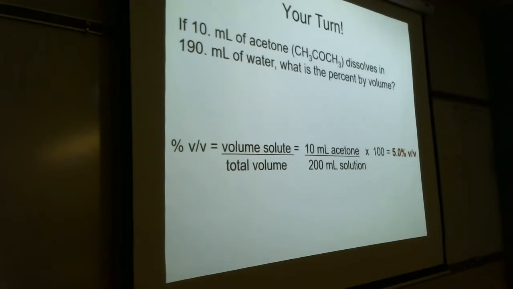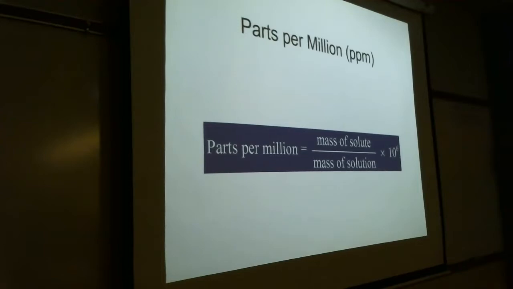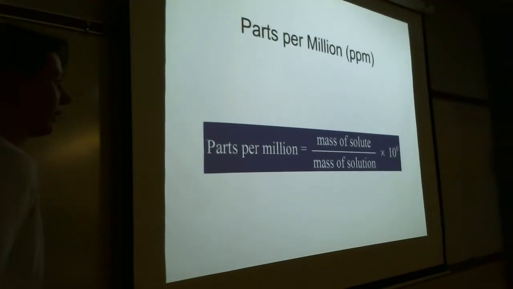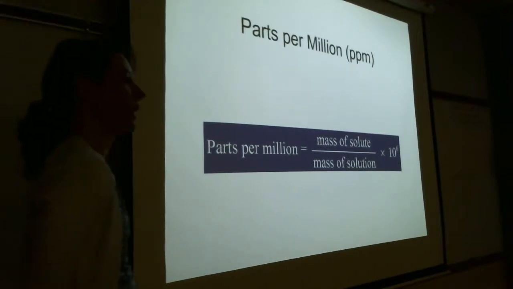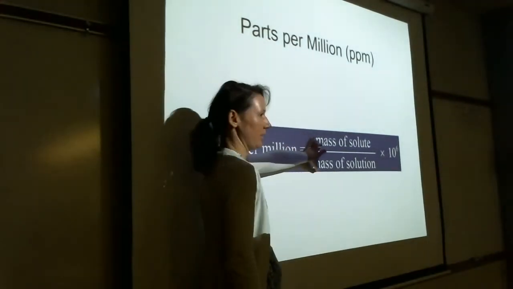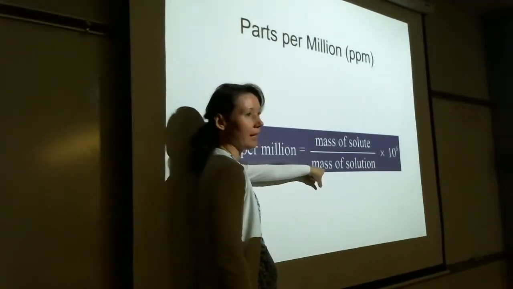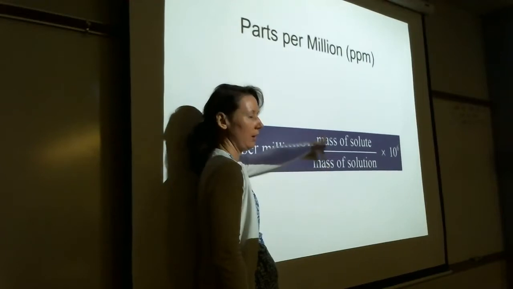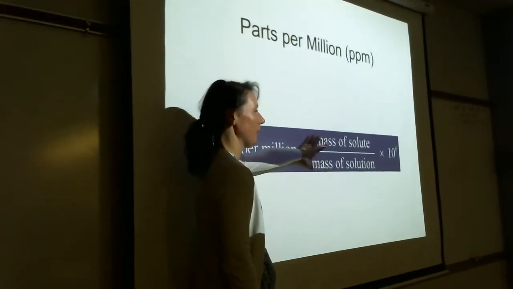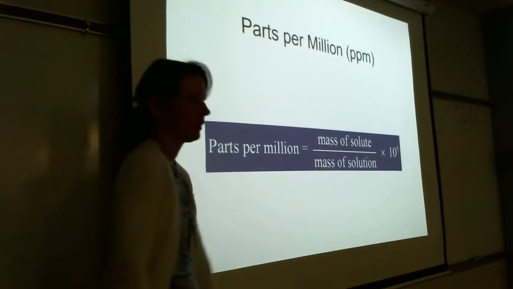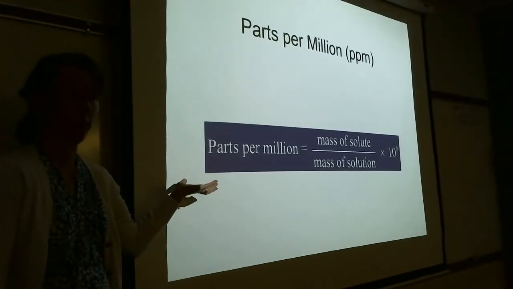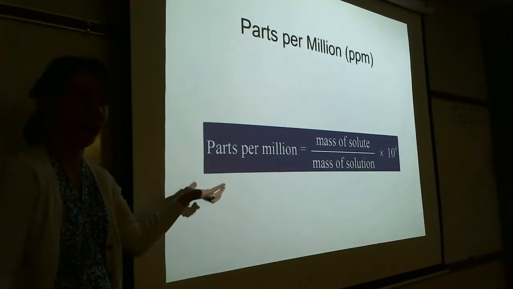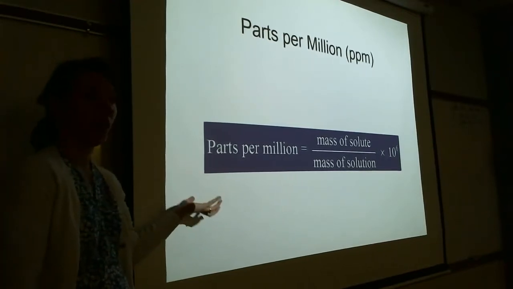Another easy one coming down the pike, parts per million. Parts per million is mass of the solute over mass of the solution times 10 to the 6th. 10 to the 6th would be a million, right? Again, make sure that your mass matches. If this is in grams and this is in kilograms, you're going to have a problem, okay? Mass of solute over mass of solution times a million. So obviously, you'd be using parts per million when the concentration is very low, right? You're not going to use this for a high concentration. You're going to use this for a very low concentration.